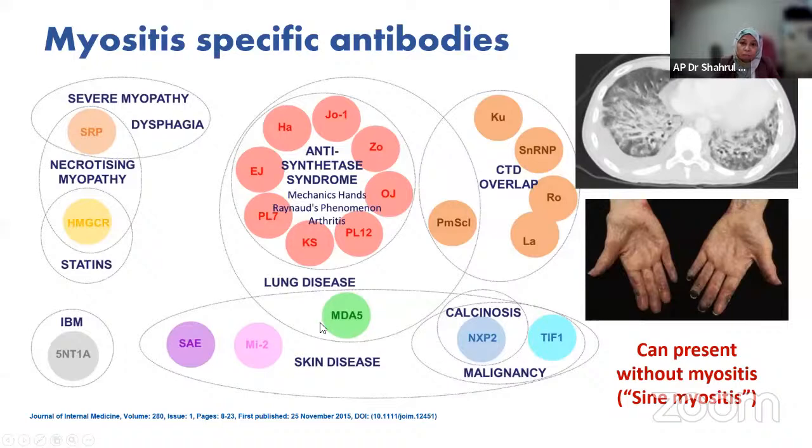In our hospital, we have to send outside as well, but it is very useful because it can have a predilection to a certain manifestation. For example, if you have MDA5 positive, you have to be very careful. It is associated with a very bad lung disease. And if TIF1 or NXP2 positive, we have to look hard for malignancy. Sometimes we end up doing upper GI scope, lower GI scope, CT thorax, abdominal, and a lot of things just to make sure that we don't miss malignancy. Those are the examples of MSA.